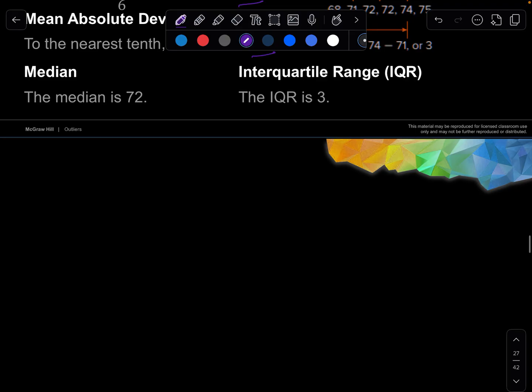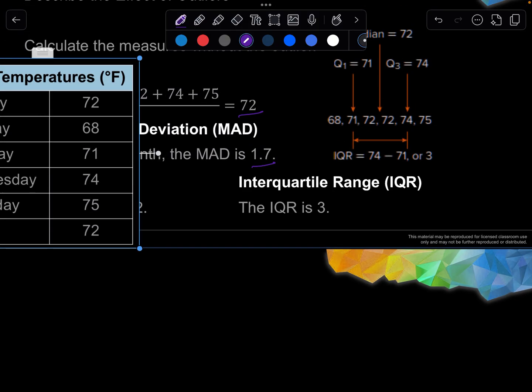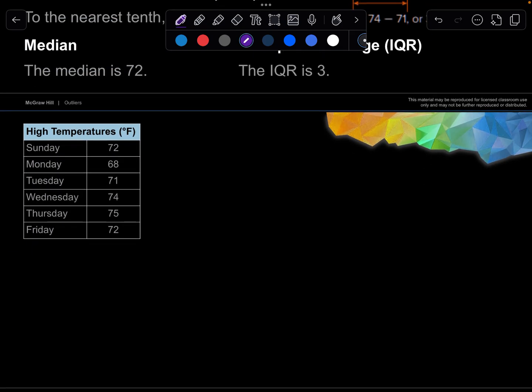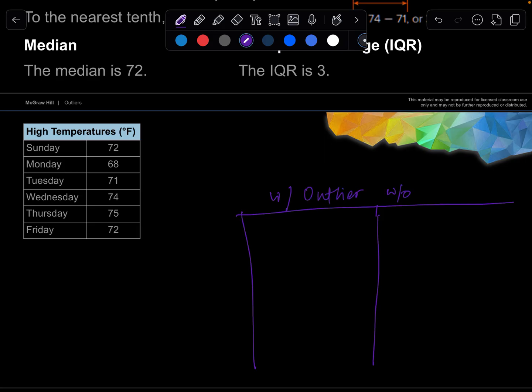Right, so I'm going to tabulate all of this data over here, all the measures that we have determined for the two data sets: with the outlier and without the outlier. I'm going to look at the mean, the mean absolute deviation, the median, and the IQR, because the IQR tells me the spread of the middle 50% of data.